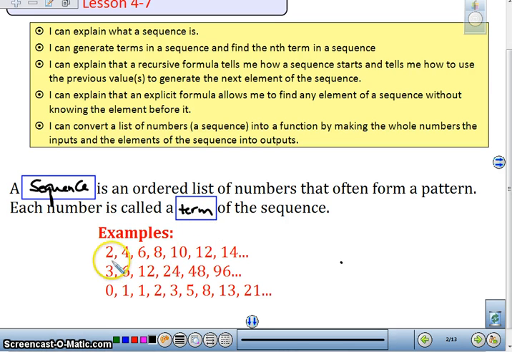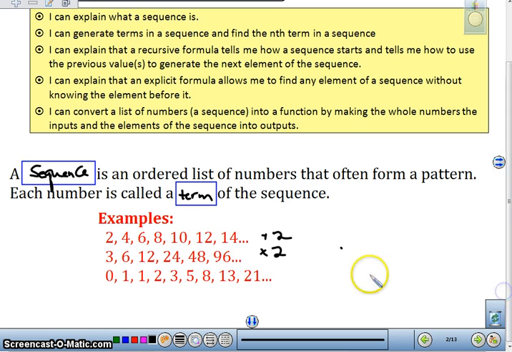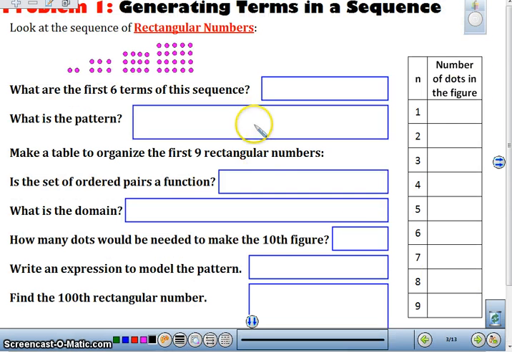Here are some examples: 2, 4, 6, 8, 10. Can you tell what's happening each time? It looks like we are adding the same number, right? 3, 6, 12, 24, 48. In the first one, it looks like we're adding 2. Here it looks like we're always multiplying by 2. So we have different kinds of sequences. And then this last one is a really special one. It's called the Fibonacci sequence: 0, 1, and then you add the first two terms to get the next one. There are many different sequences that you're going to see, but they form a pattern.